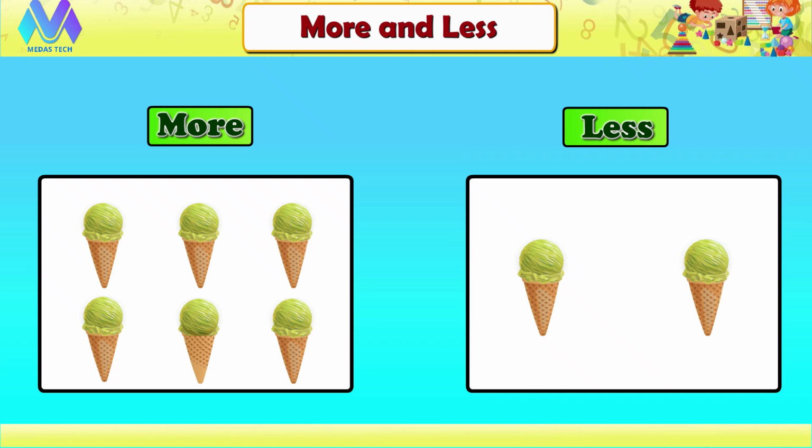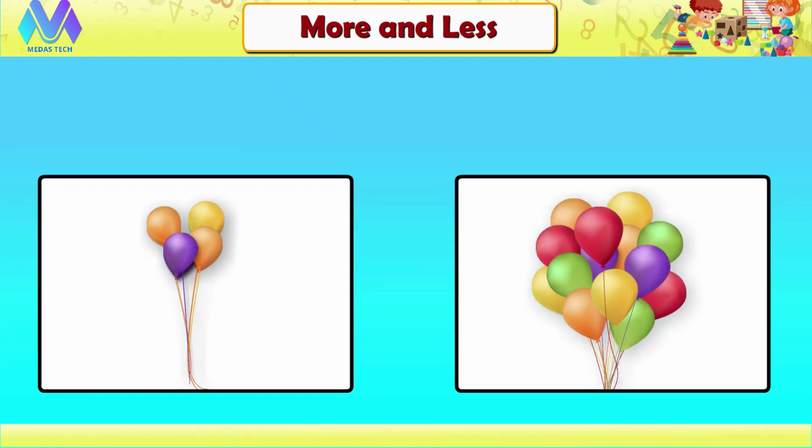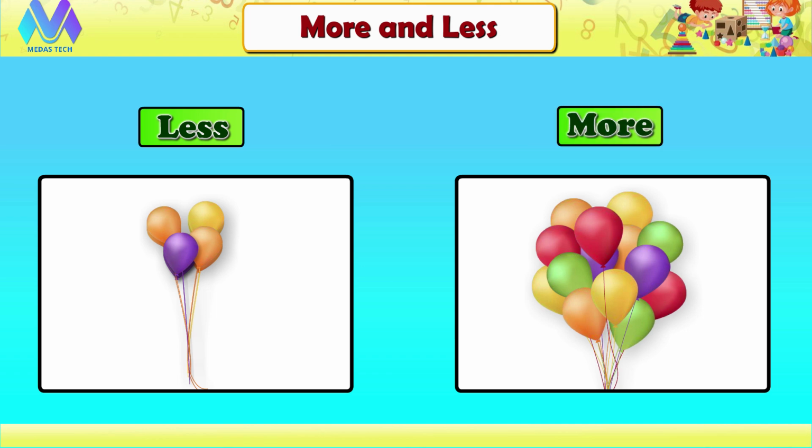Now let's see some other examples. Here balloons are there. So if you see the first circle, the quantity is less. So this is less. And if you see the second one, the quantity is more. So this is more.